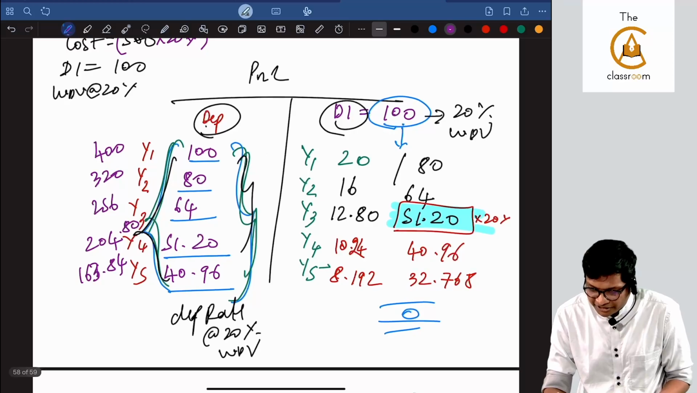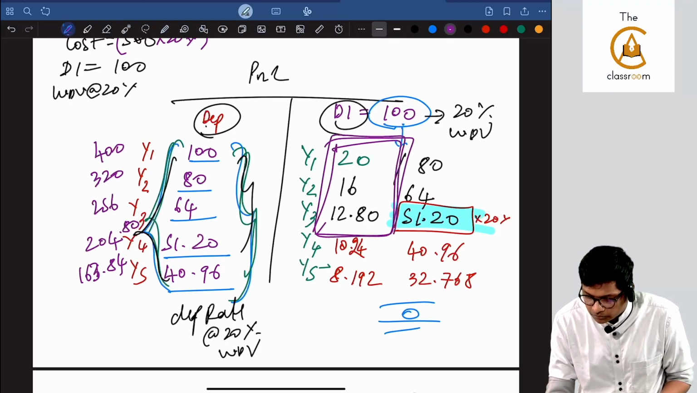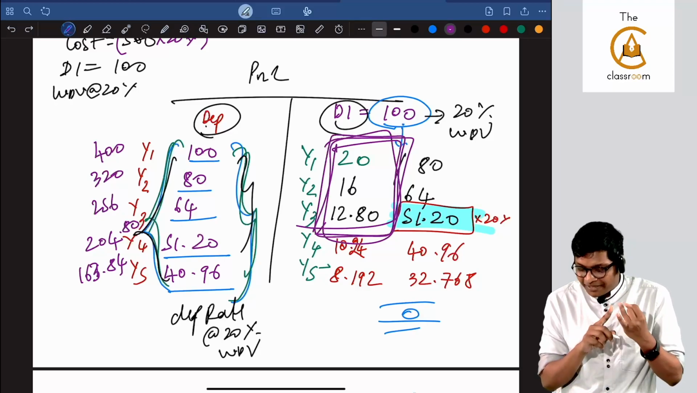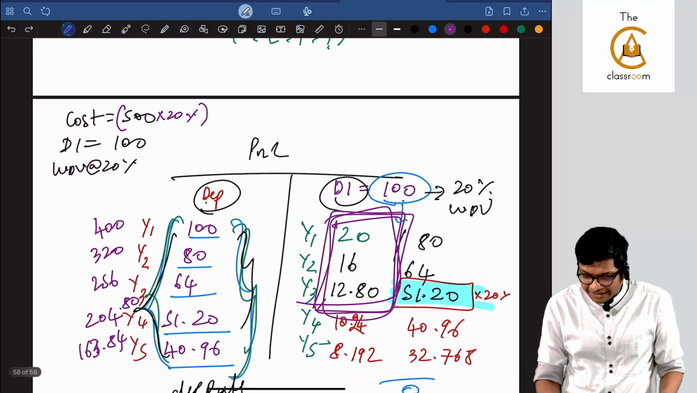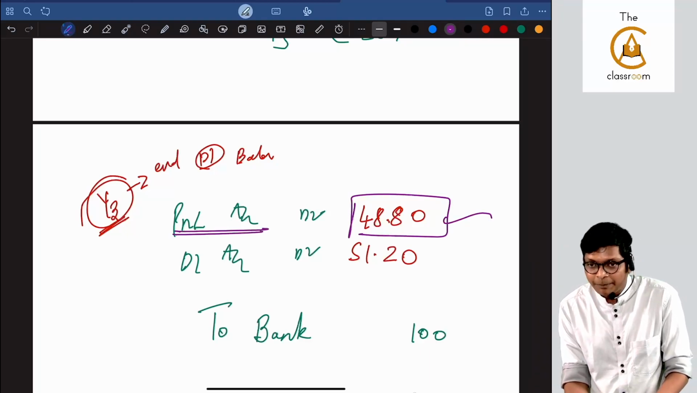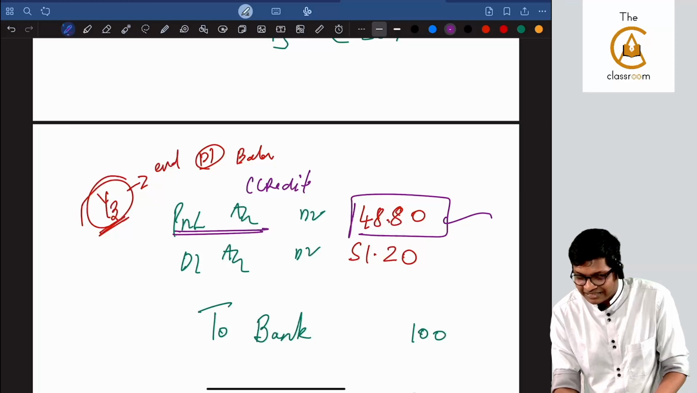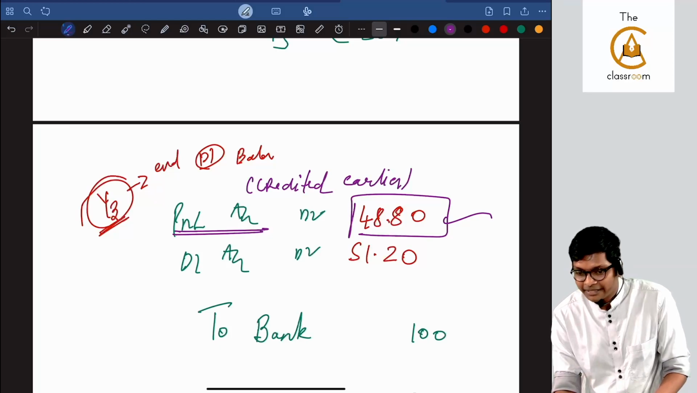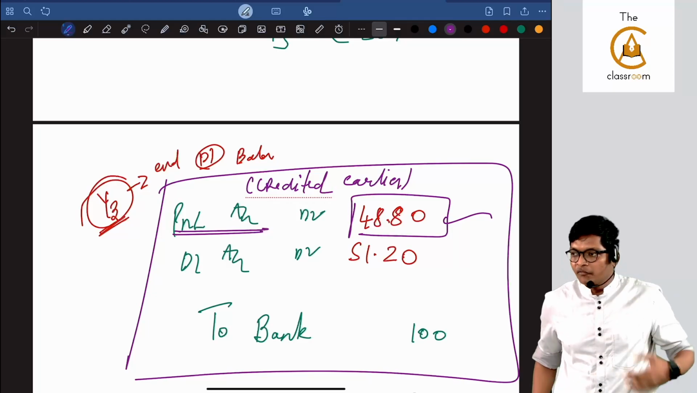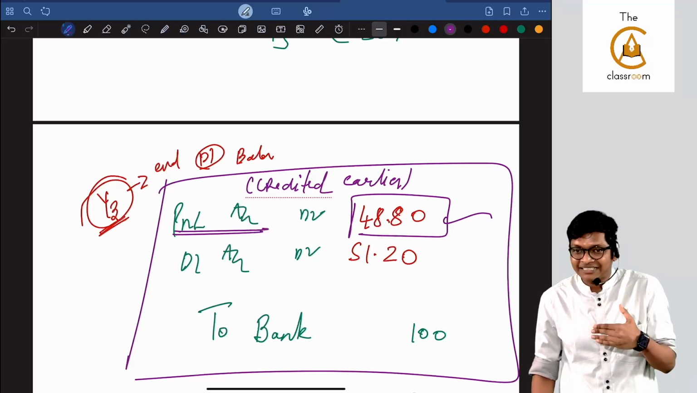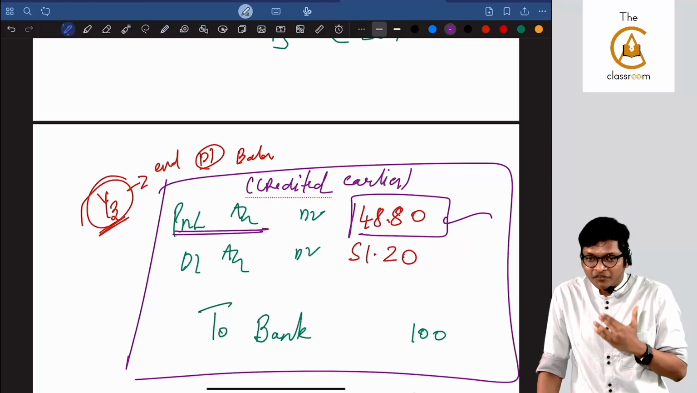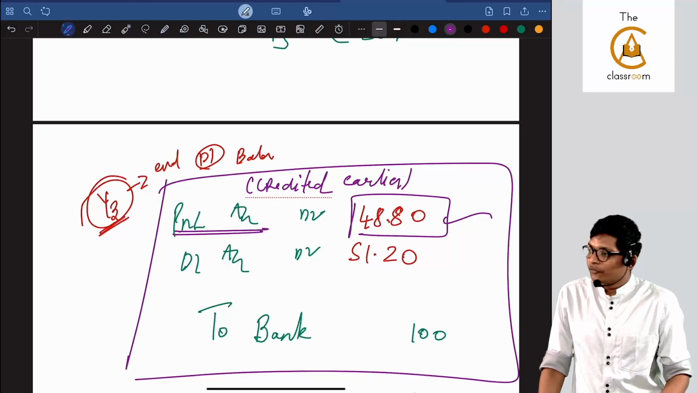Come down to my equation. Total the first 3 years credit. How much are you getting? 20 plus 16 plus 12.8 is nothing but 48.80. That means you are debiting P&L what was credited earlier. So this will be the entry if the same question comes for refund of grant, if it is in deferred income along with WDV. Deferred income with WDV. Are you following, guys?